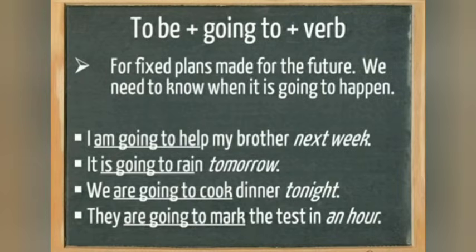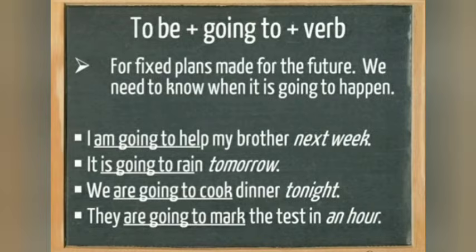The next structure of future time reference is to be plus going to plus base form of the verb. This expression of future time reference is used when there are fixed plans made for the future.